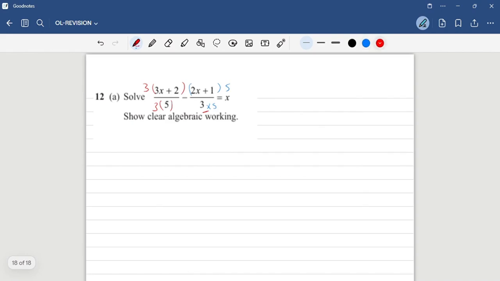So I will have one fraction, with 15 in the denominator. Now the 3, I will distribute up here. It will be 9x plus 6. Then negative 5 multiplied by 2x will be negative 10x. Negative 5 multiplied by 1 will be negative 5. Now I have to simplify. It will be 15 in the denominator, and 9x minus 10x equals negative x. 6 minus 5 equals positive 1. This is all equal to x, of course.